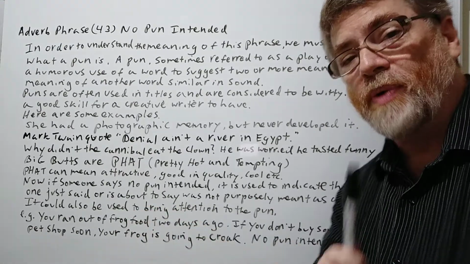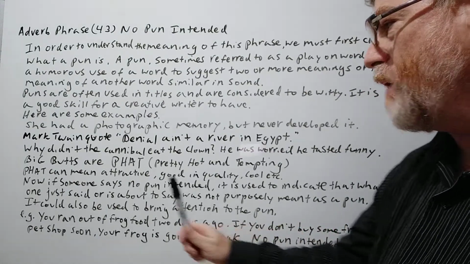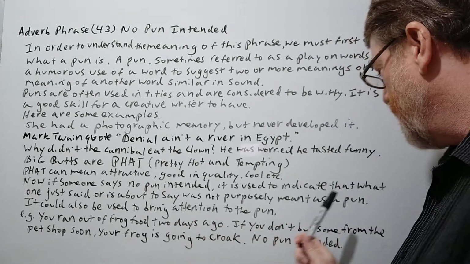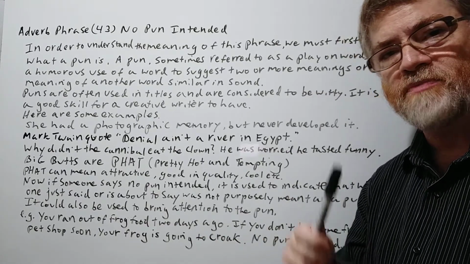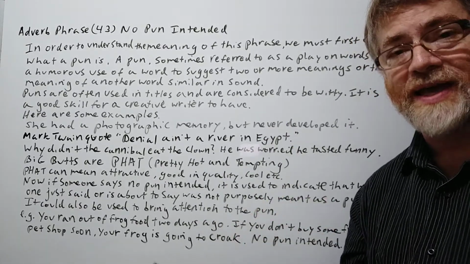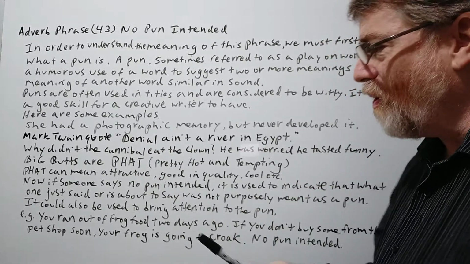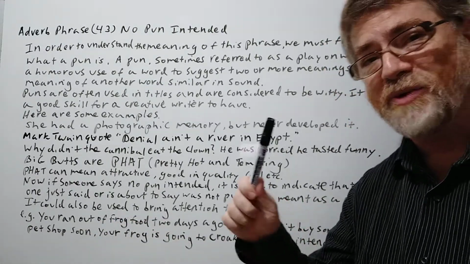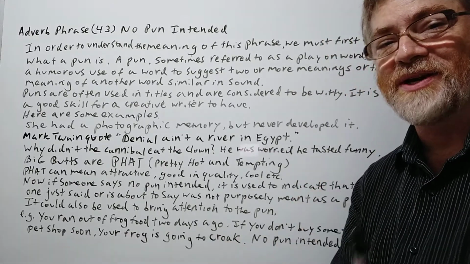Now, if someone says no pun intended, it is used to indicate, means to show, that what one just said or is about to say was not purposely meant as a pun. So you can almost say this after any pun. But maybe as you say it, you realize that's a pun. And then maybe you're really honest. Hey, I just made a pun, but I didn't mean to make the pun. No pun intended. Or, here we have the second part, it could also be used to bring attention to the pun. Maybe you're saying no pun intended, but maybe your real goal is to say, ha ha ha, I just made a pun. So it could be both ways.